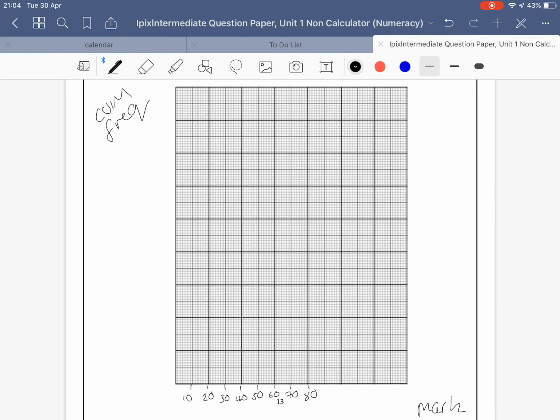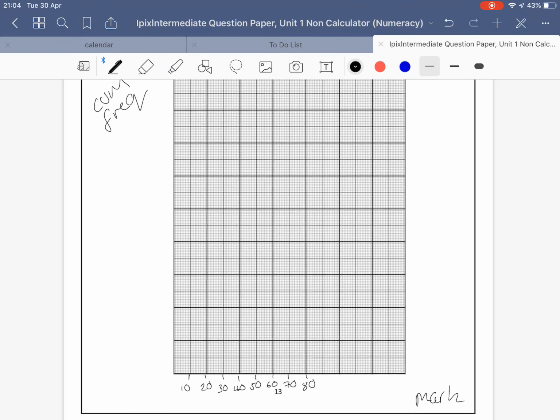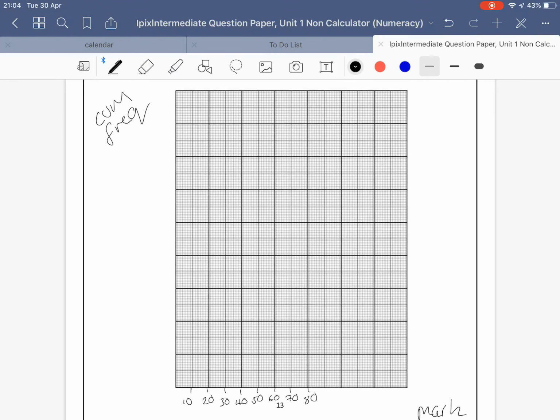So what is the deal? What does cumulative frequency go to? 31. What can we do? 10, 20, 30, no. 5, 10, 15, 20, 25, 30, and then this will be 35. So 31 will be up there.